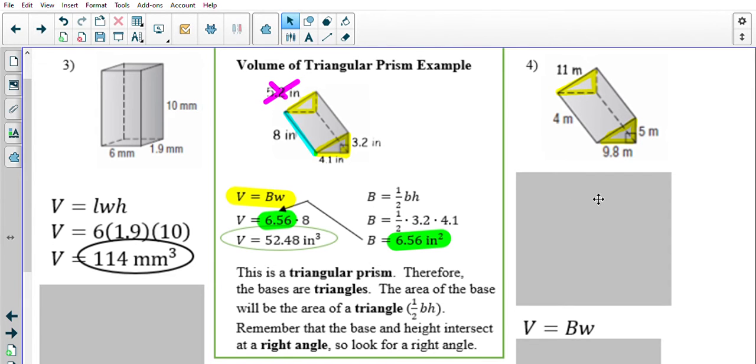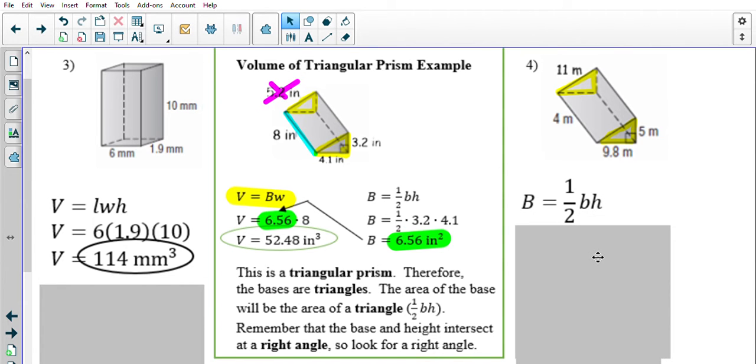Since the bases are triangles, we're going to find the area by doing half times lowercase b times h. Again, lowercase b represents the base of the triangular base. Kind of confusing, right? So our base and height have to meet at a 90-degree angle. In fact, I see a 90-degree angle right here. So my base and height of my triangular base will be 9.8 and 5.